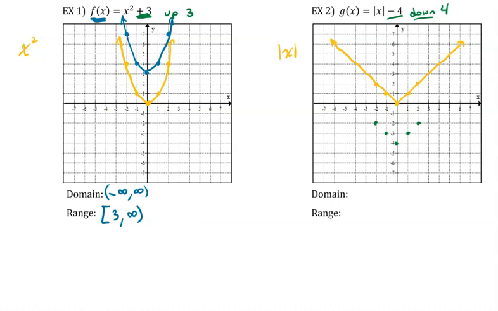Then we draw the same exact shape. So it is still a V. It's just been moved down. So domain and range. The domain is still negative infinity to infinity. The range, since we moved it down 4, is now negative 4 to infinity.